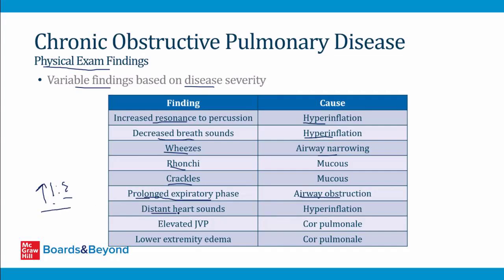You can hear distant heart sounds when you examine the heart in patients with COPD. That's because of hyperinflation. And then if they have pulmonary hypertension and this has progressed to right heart failure, meaning cor pulmonale, you can see findings of right heart failure. So things like elevated JVP and lower extremity edema. And especially in a board question, when students see these things, they'll often think it's a primary heart problem. But if you see evidence of all these other things here, you have to consider that it could be a secondary heart problem due to chronic lung disease.